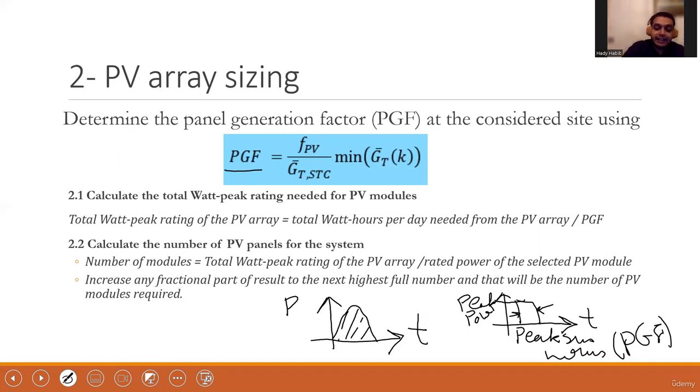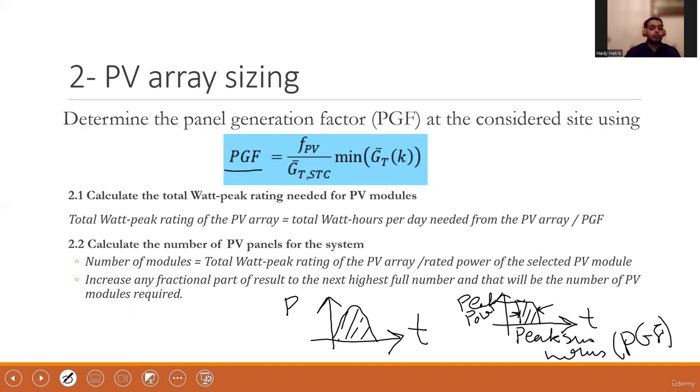We use this technique in order to size the PV system easily, and each location worldwide and each site has a certain PGF. For example, here in Egypt, our PGF is ranging in all our locations from 4 to 5. In Europe, it's a little bit lower, from 2.5 to 3.5. It depends upon your site, but it's easy to know the peak sun hours or the panel generation factor of your site.